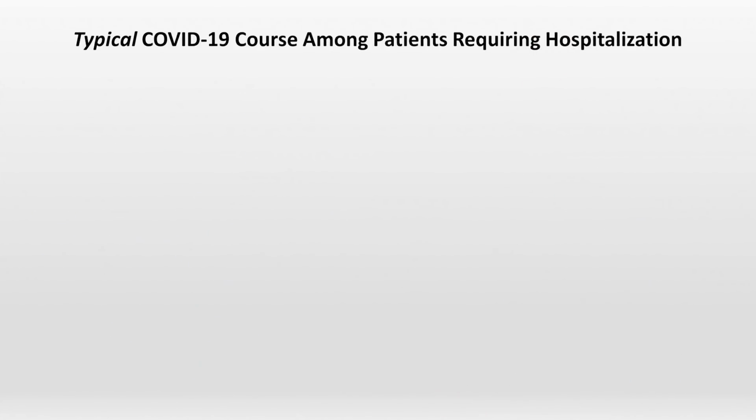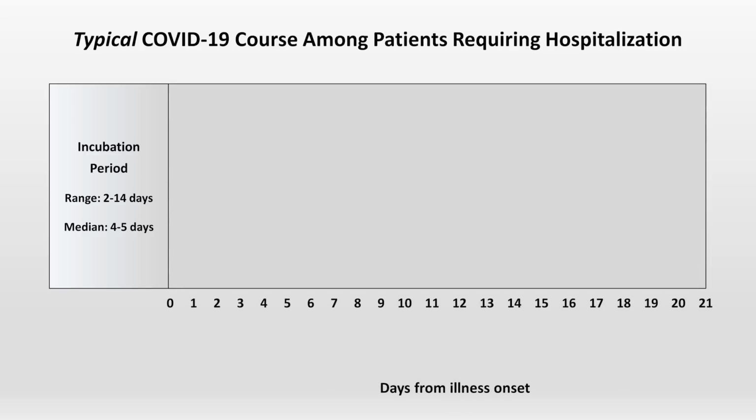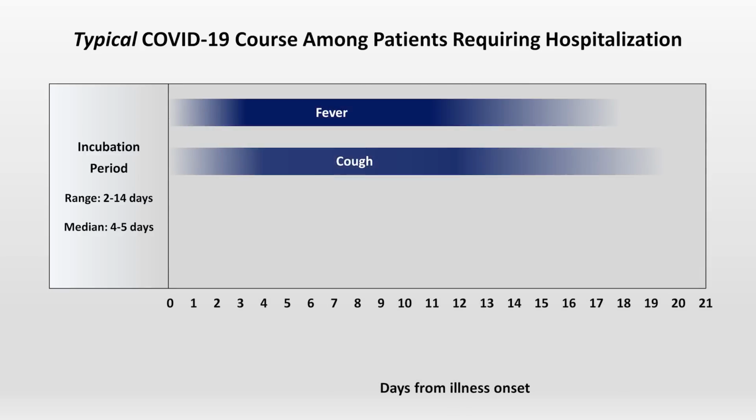Here's the time course of symptoms for a typical patient ill enough to require hospitalization. It starts with an asymptomatic incubation period ranging from about 2 to 14 days with a median length of 4 to 5. At least some patients will be contagious during the tail end of this asymptomatic period. The initial symptoms to develop are most commonly fever and cough, which can last the duration of the illness, though in some patients, fevers cease before full recovery.